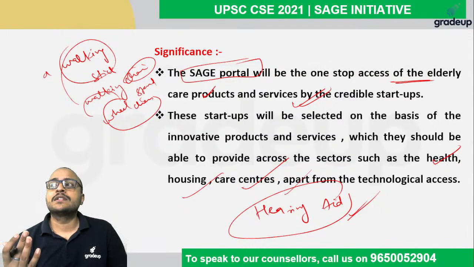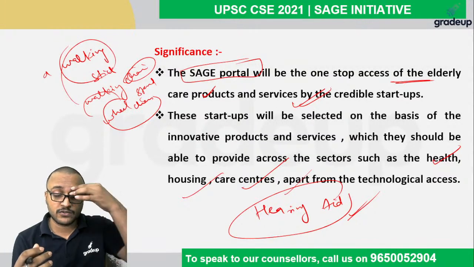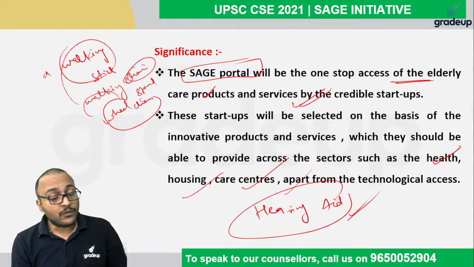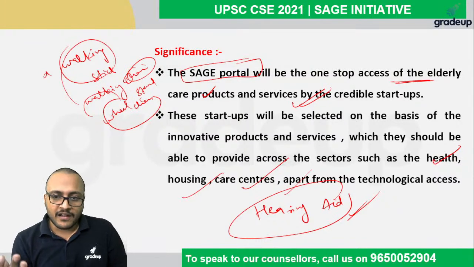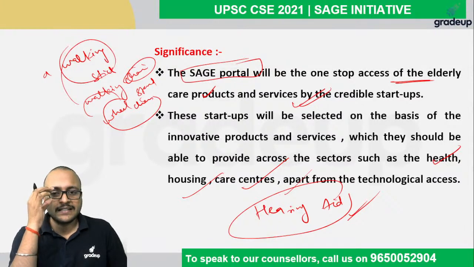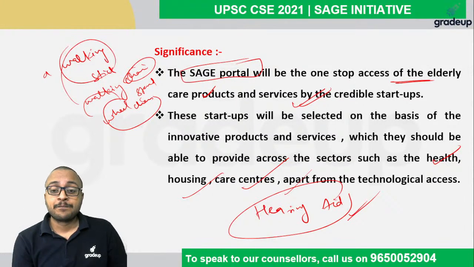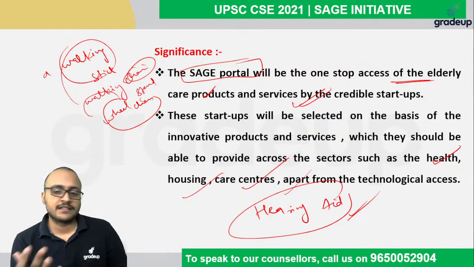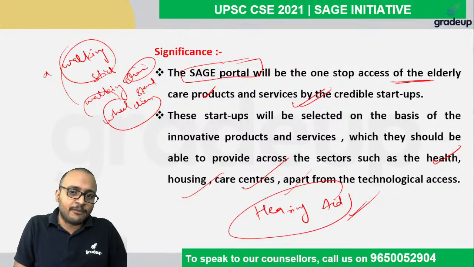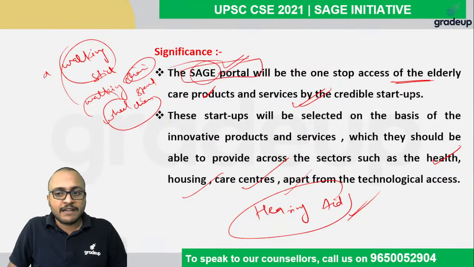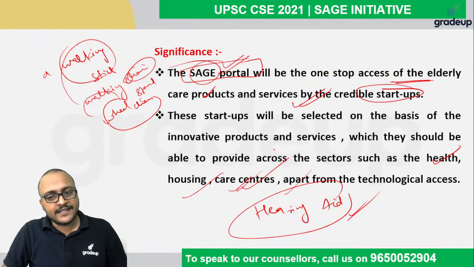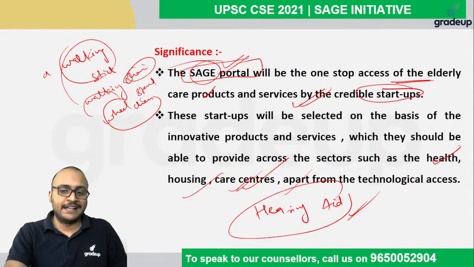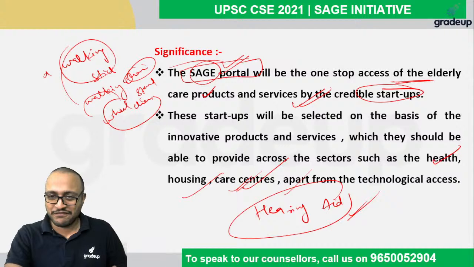Similarly, if we talk about the care of the elderlies, that also is a great challenge, right? And why so? We all know that nowadays the care centers for the elderlies are becoming quite business oriented, and therefore sometimes the level of care that is required is not given. So under the government initiative, the SAGE portal will be working with certain startups to provide such things with utmost sincerity. So that is why it is very significant for the elderlies. I hope the material is going to be enough for the mains as well.